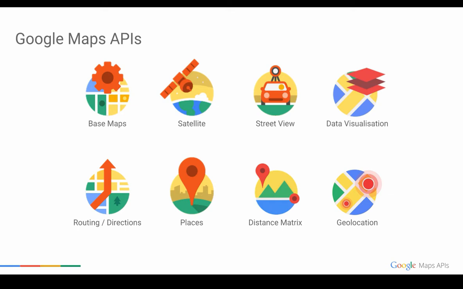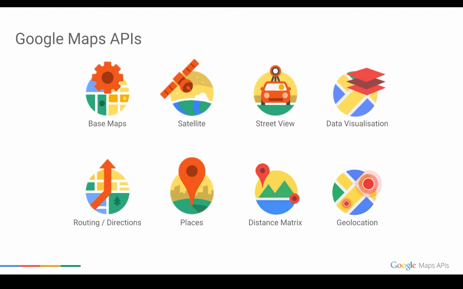Some of these include something as simple as embedding a map and then overlaying your own data, or viewing street-level imagery with Street View. You can do data visualizations, including heat maps and animations, or find optimized directions, distances, and travel times, as well as getting detailed information on businesses and points of interest.